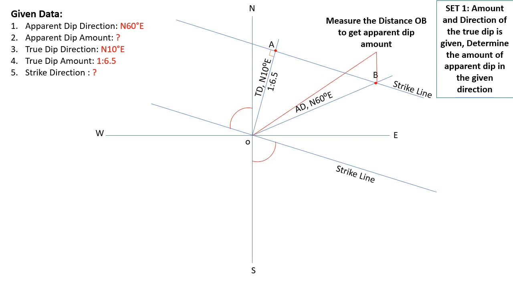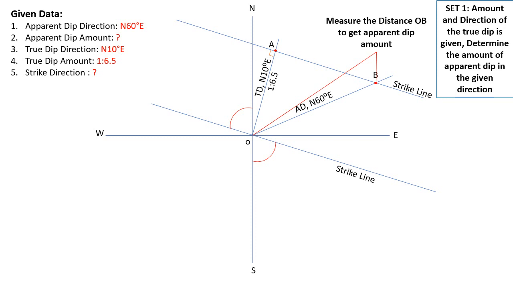Then the last one, the strike direction, how to measure? See here, the same strike line, we have to draw a parallel line. We have to transfer this line, draw a parallel line passing through the origin O. Okay, and measure the angle of that strike line from north. What is the angle towards west? And from south, what is the angle towards east?